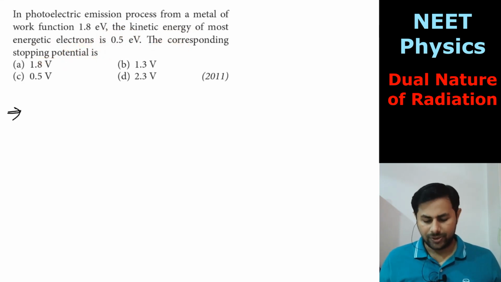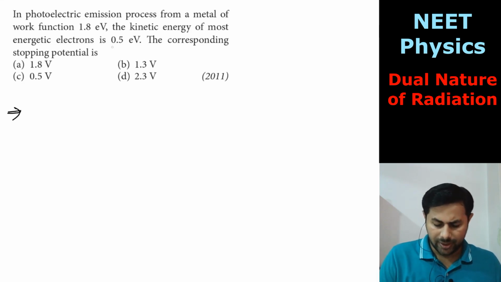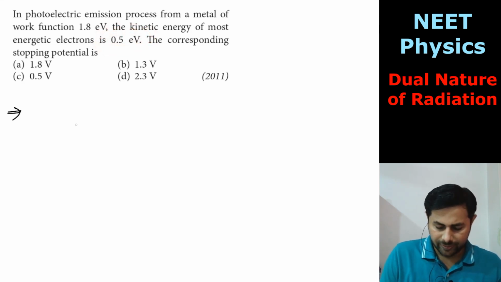So now we know the relation between kinetic energy and stopping potential. Here we have actually seen this unit earlier also. What is an electron volt? 1 electron volt.